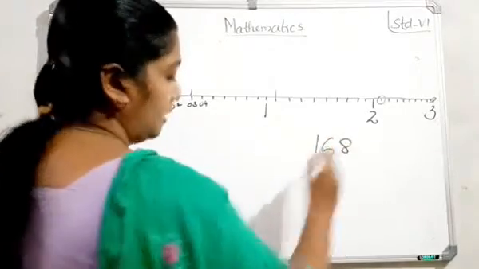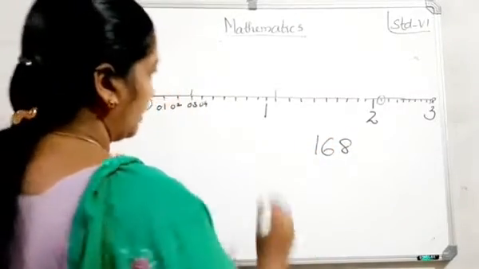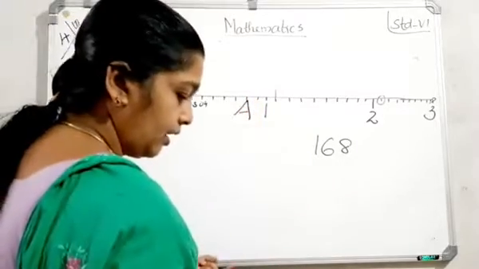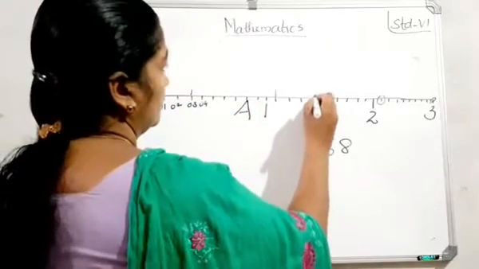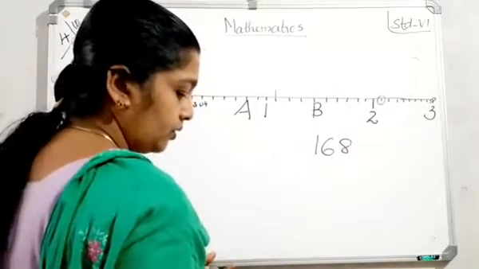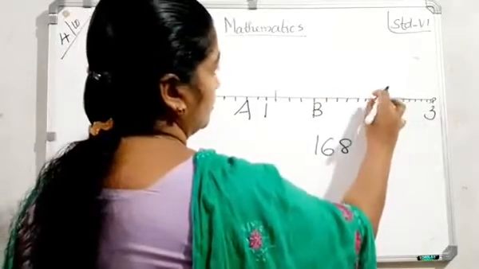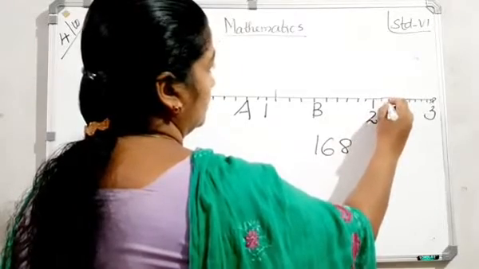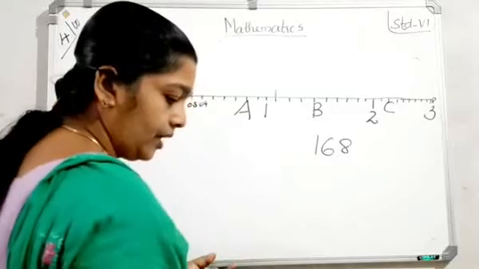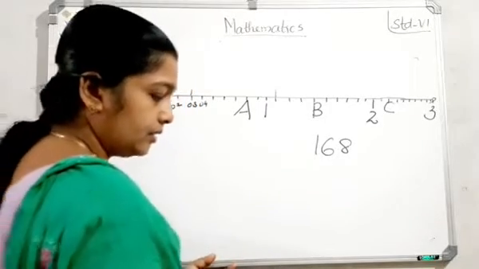168. Here A. Next, here B. Next, here C. And next D.